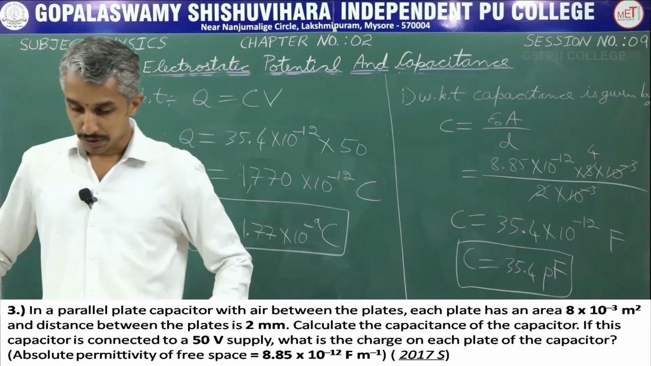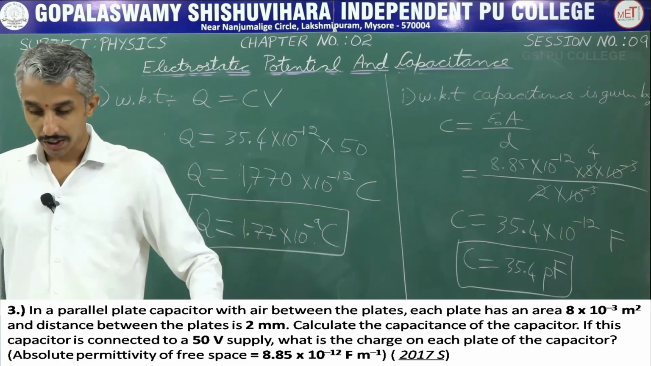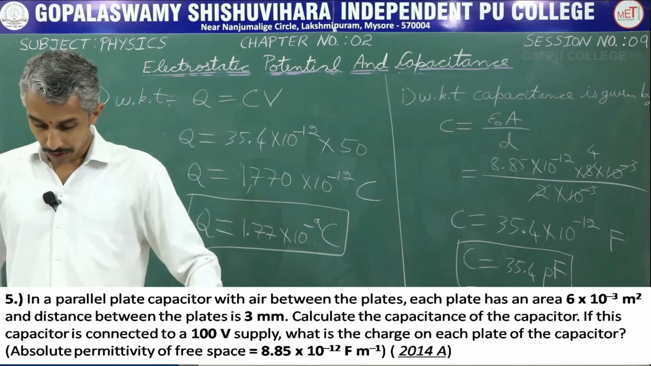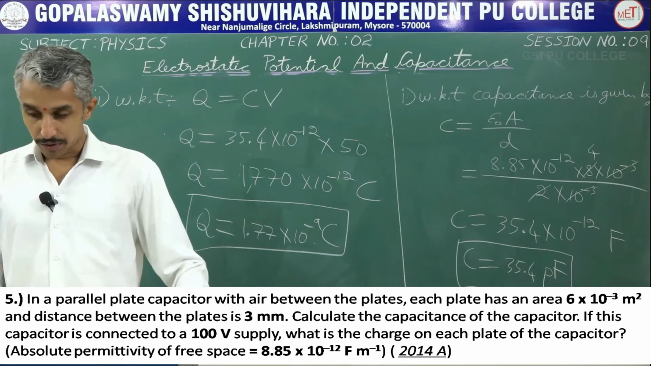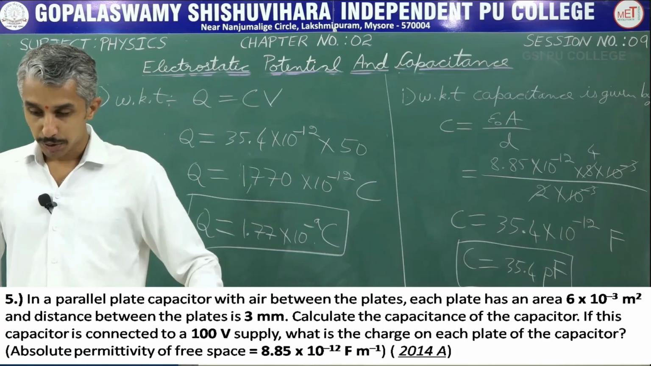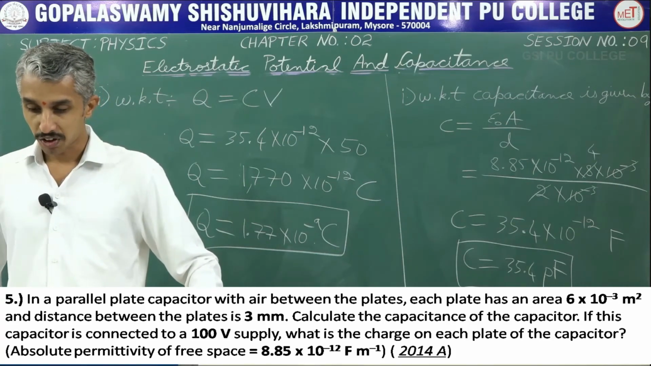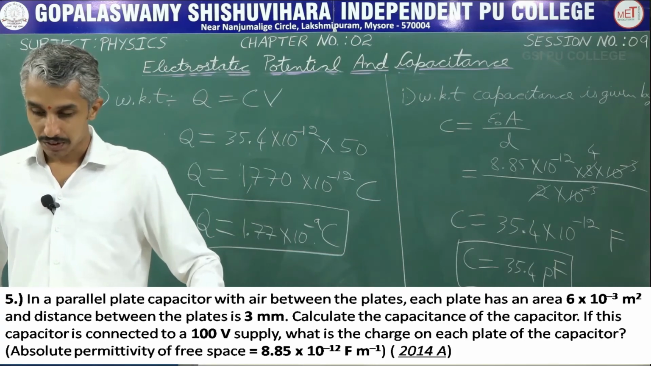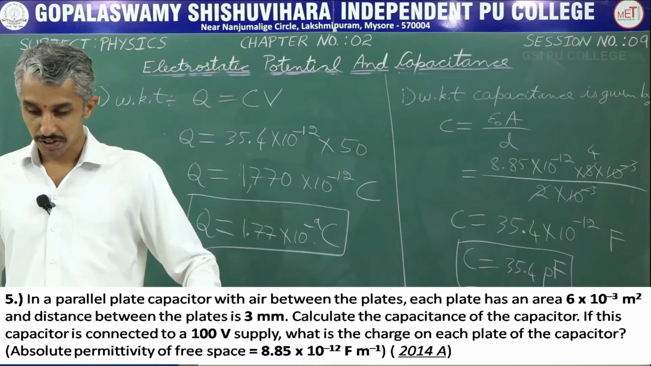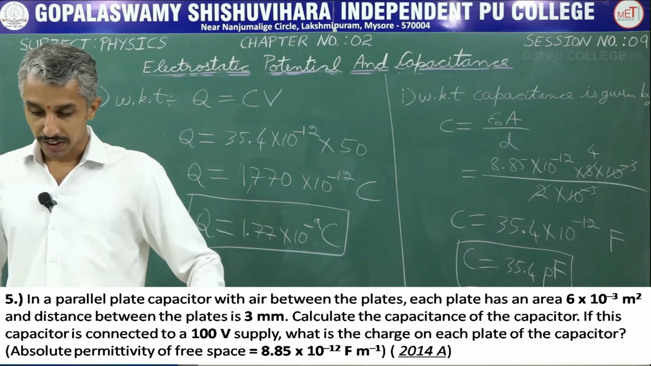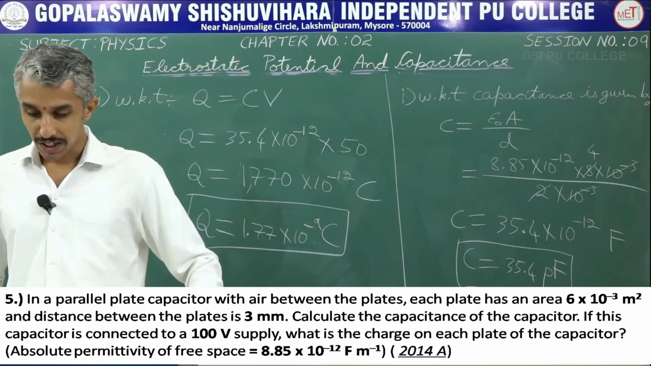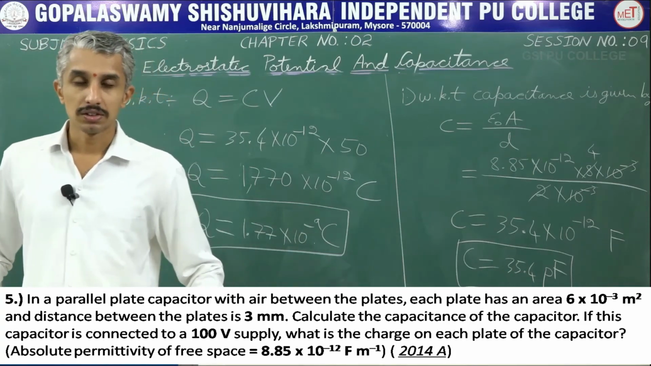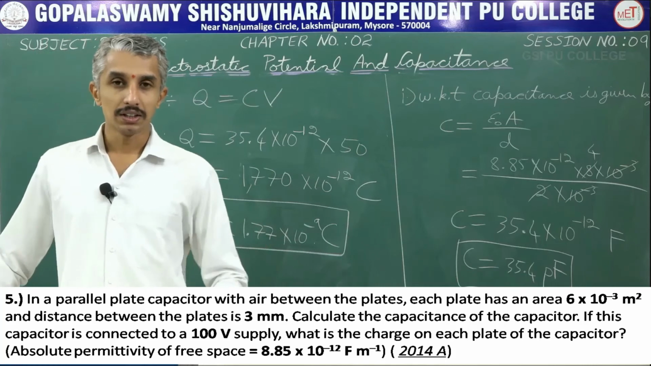A similar problem has been asked in the 2014 annual question paper. Here is the question. In a parallel plate capacitor with air between the plates, each plate has an area of 6 into 10 to the power of minus 3 meter square, and the distance between the plates is 3 mm. Calculate the capacitance of the capacitor. If this capacitor is connected to a 100 volt supply, what is the charge on each plate of the capacitor? So this can be solved as we had solved numerical 3.